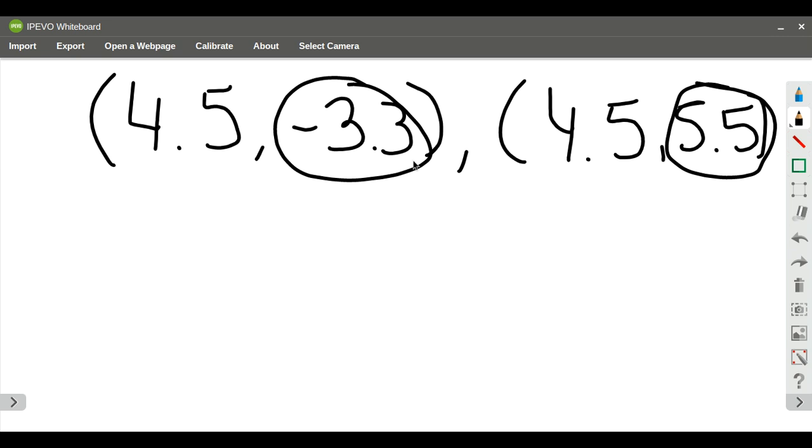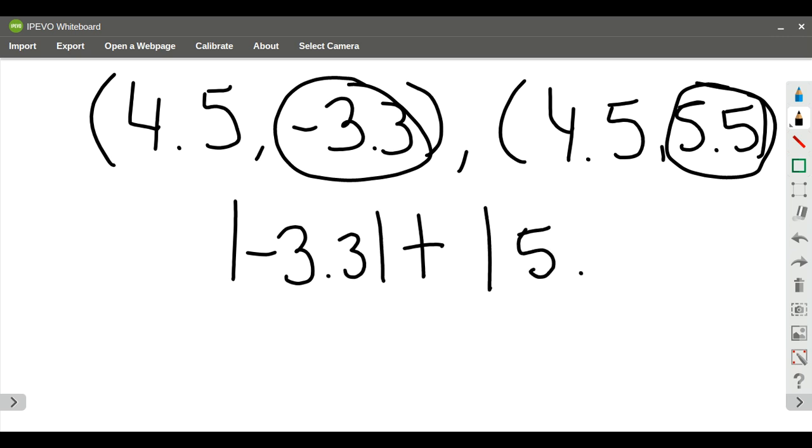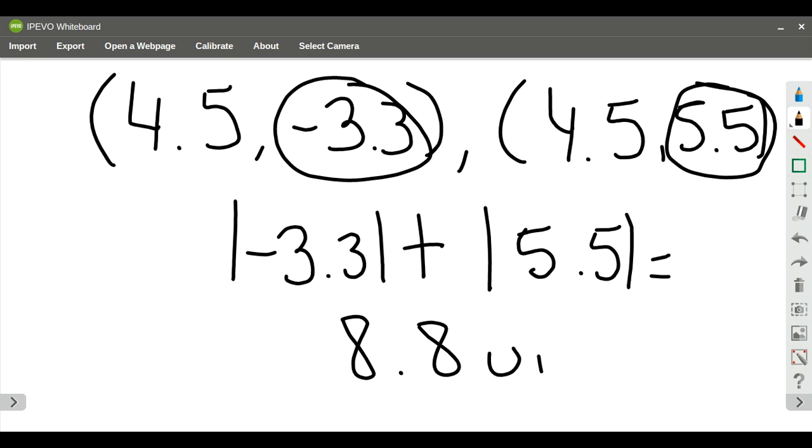Now I'm going to look: am I in the same quadrant or in different quadrants? I'm in a different quadrant, because here I have a negative and here I have a positive. Because I'm in a different quadrant, I'm going to add. So I'm going to add the absolute value of 3 and 3/10 to the absolute value of 5 and 5/10, and that gives me 8 and 8/10 units.